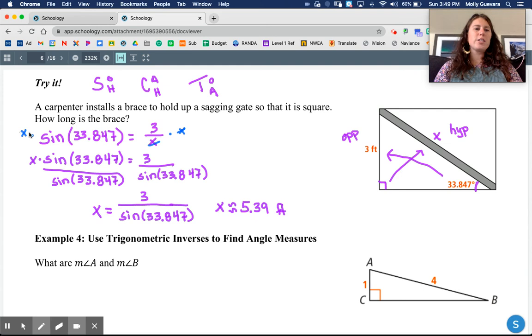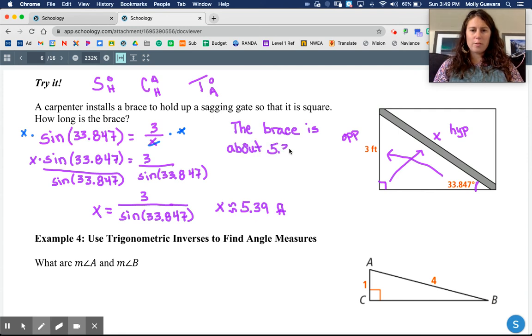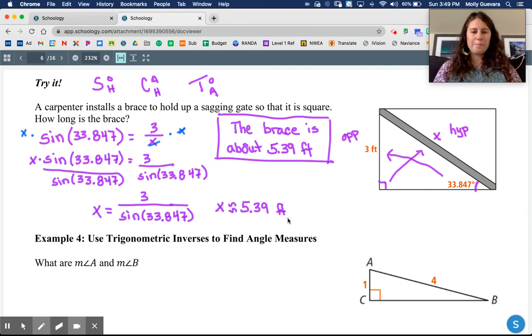And then the question really is, how long is the brace? So we have to answer that question. So the brace is about 5.39 feet. And there's my answer. Okay.